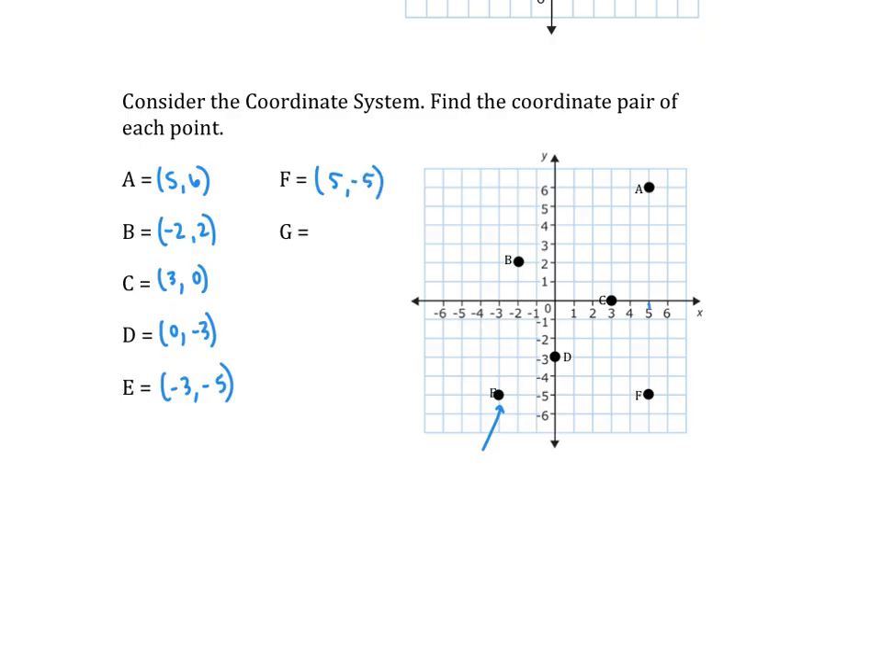And there actually is no letter G here on the coordinate plane, so I'm just going to go ahead and cross that out.